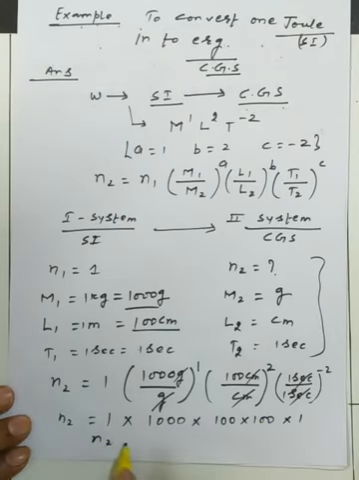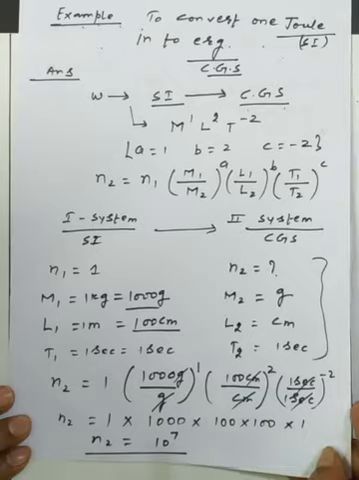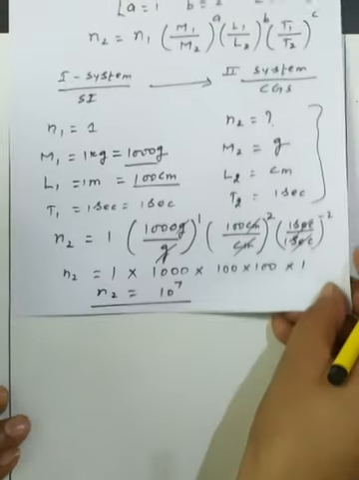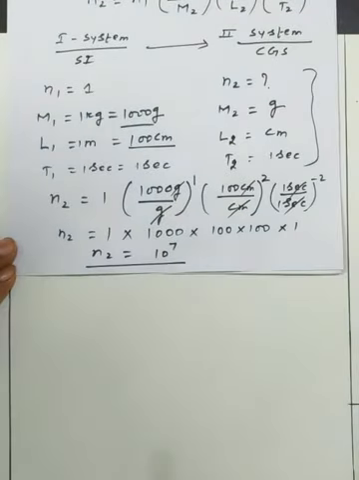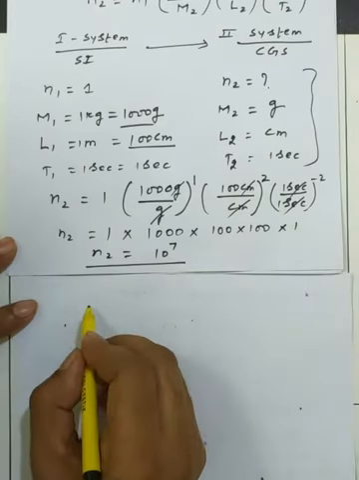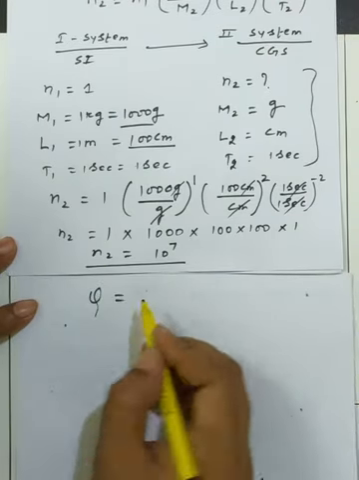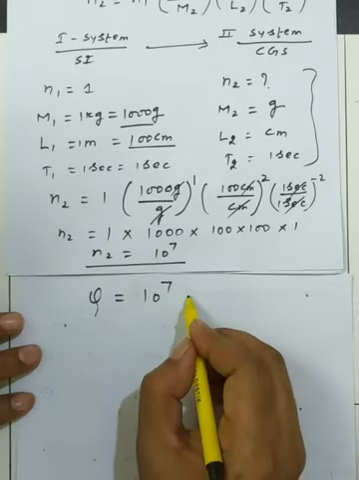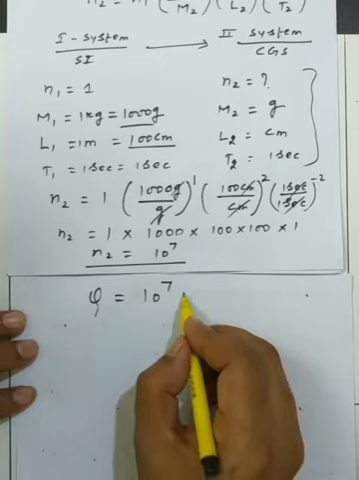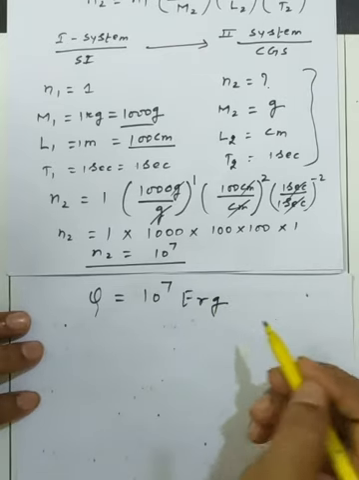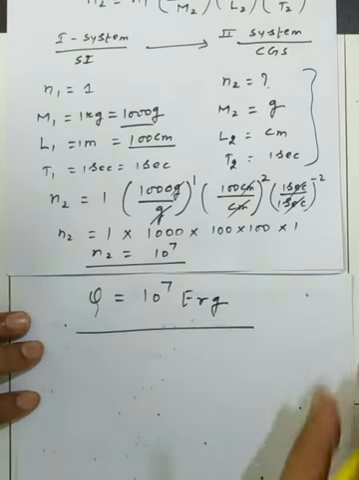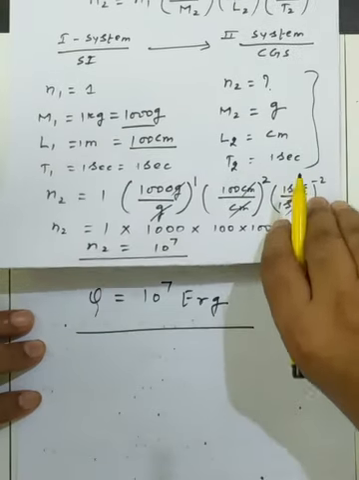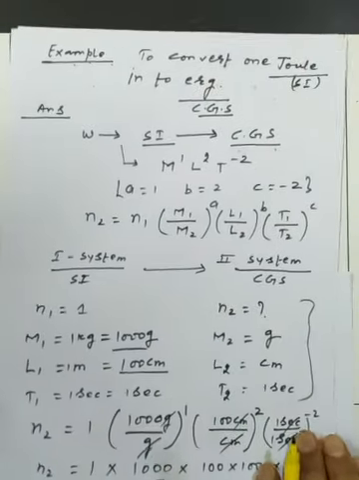So we are just getting N2 is equal to 10 to the power 7. This is the magnitude of the physical quantity in the second system. Now what should we do? We have to represent Q in the new system with the new magnitude 10 to the power 7 and the unit which we have been given in the question, that is the erg. So it is a suitable representation of the conversion of a physical quantity from one unit system to another unit system.